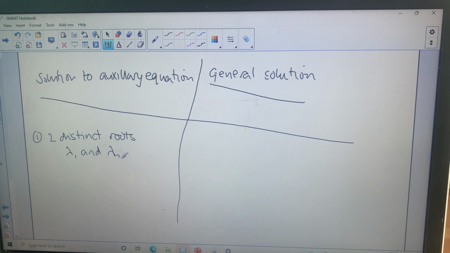You would learn these. We expect you to learn these. So your general solution would take this form: y equals A e to the lambda 1 x plus B e to the lambda 2 x. That's your first case. The second is where you have 1 repeated root.